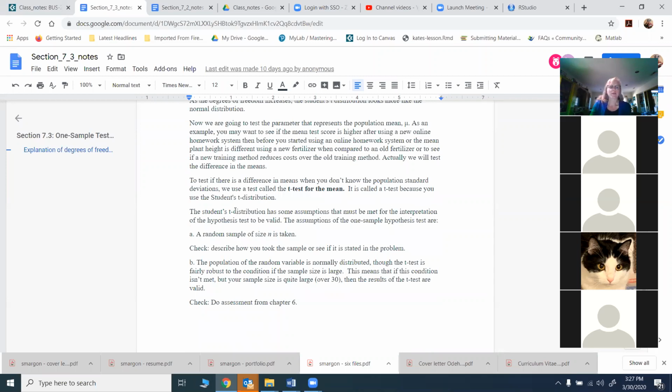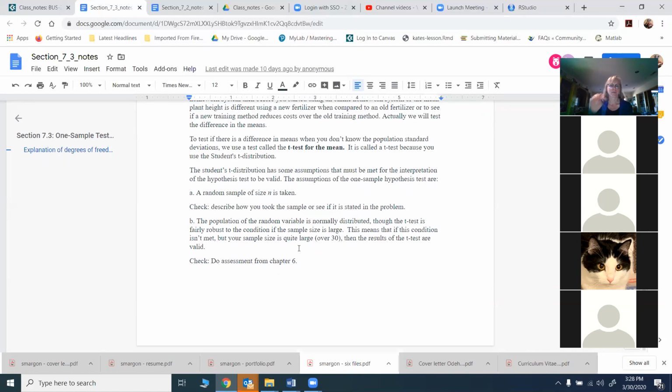So we're going to be looking at those assumptions. We're going to look at all the different pieces. The assumptions for a student's t-test or a one sample t-test is you're going to have a random sample. Again, you're always going to have a random sample. Hopefully that's what you took. And that's where you're just going to describe how did you actually collect the data? What did you do to get those data? Again, it could be stated in the problem that they did a random sample. And then the other assumption is the population of the random variable is actually normally distributed.